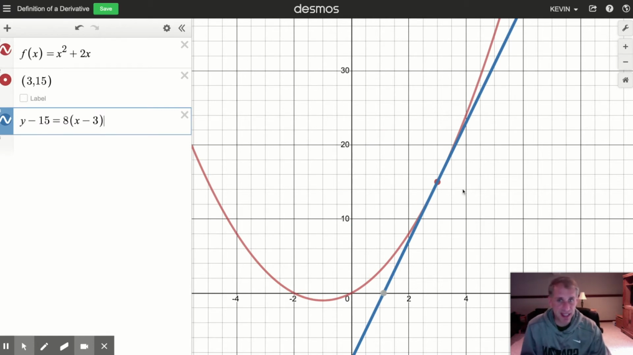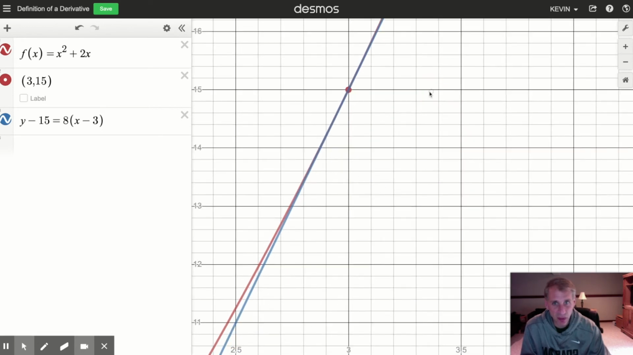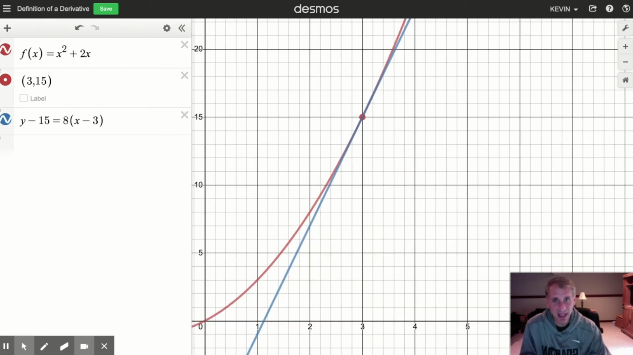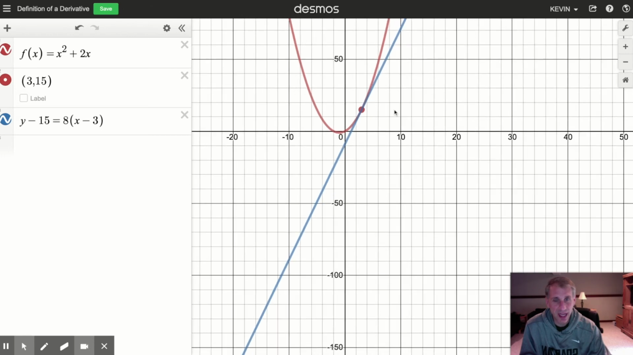And when we graph that tangent line, you can see right away that the parabola has one point of contact with this blue line, that it is indeed tangent to the curve at that point. And the more that you zoom in, the more apparent that becomes. It really looks almost the same as the parabola within a really small range here. So we have y minus 15 equals 8 times x minus 3.